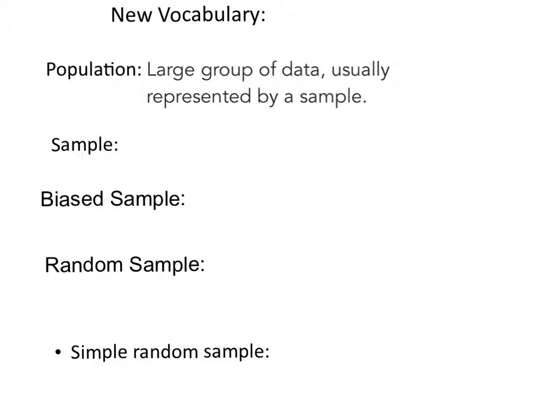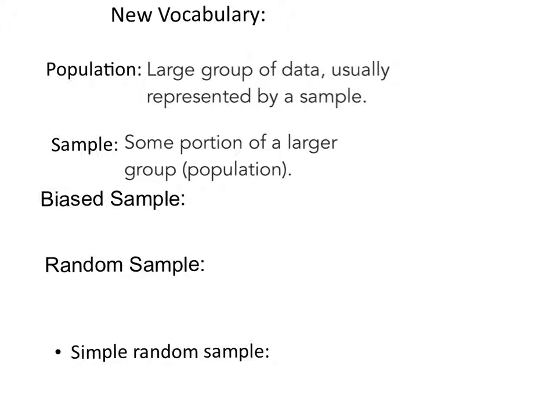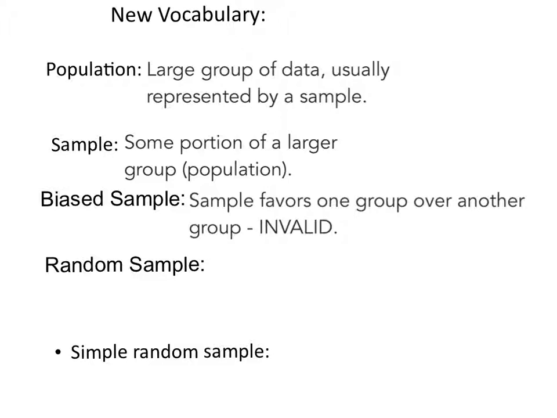Population. Population is a large group of data usually represented by a sample. A sample is some portion of a larger group, and that larger group is known as a population. A biased sample is when a sample favors one group over another group. When this happens, this sample is usually invalid.